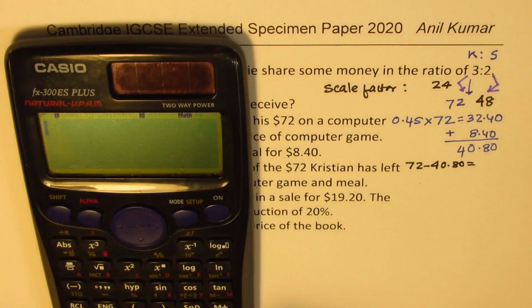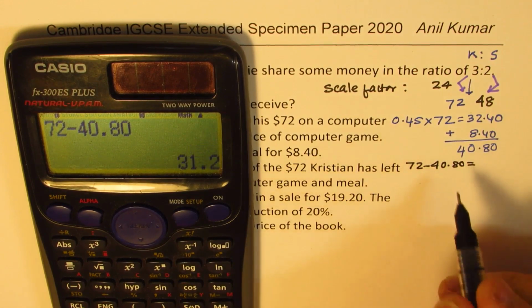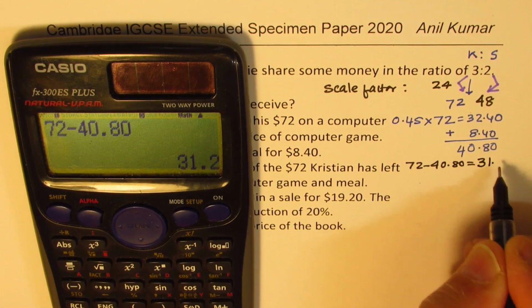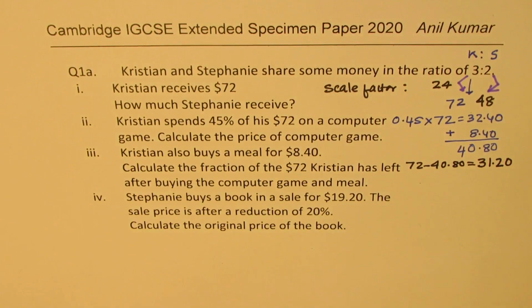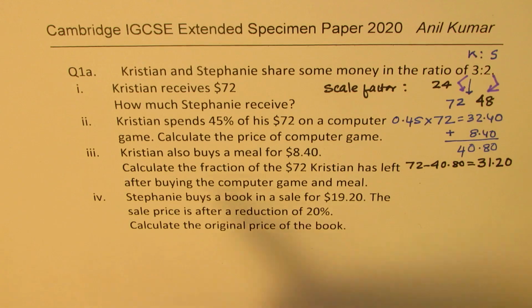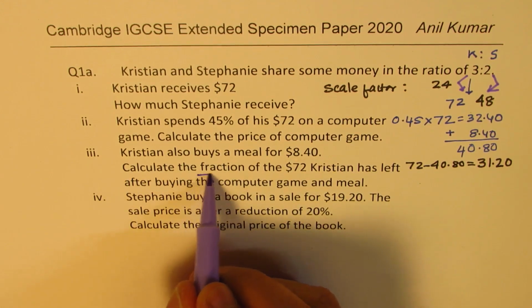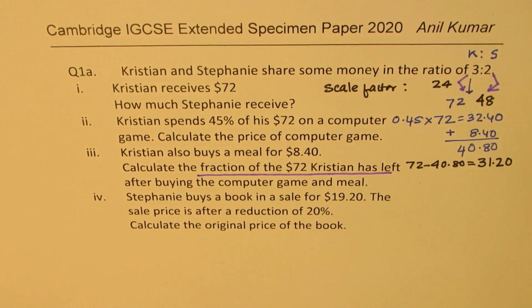So that is 72 minus 40.80, and that is the left amount, which in decimals is 31.20, right? Still, we are not close to the answer, right? It says calculate the fraction. So you have to read very carefully. Calculate the fraction of $72 that has been left.